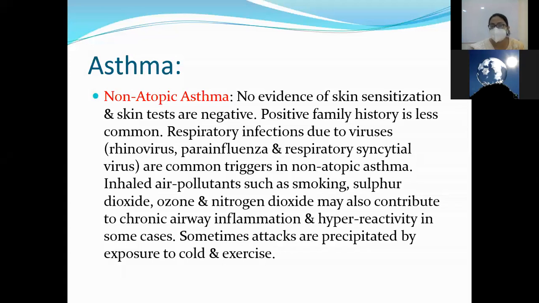Sometimes the attacks are precipitated by exposure to the cold and exercise. Clear? So beta, till now, you must know what is asthma, okay? What are the different types of asthma? What is the difference between the two types, atopic and non-atopic? In atopic type, family history is positive. In atopic type, the skin test is positive. No evidence of skin sensitization is seen in non-atopic type.